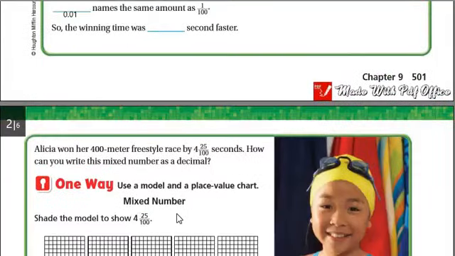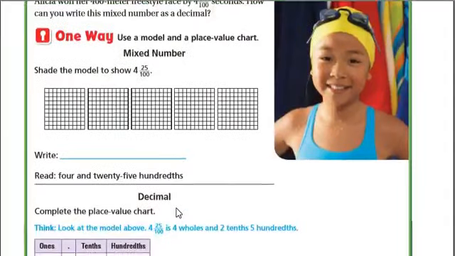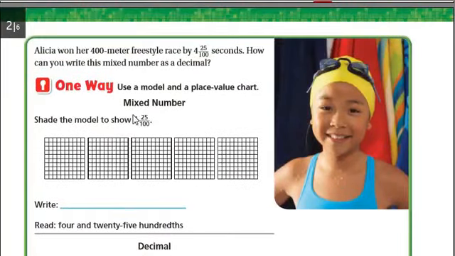Let's go to page 502. Here we have this model. You will use it to represent this mixed number. It's 4 whole numbers, 4, and the fractional part 25 out of 100, 25 hundredths. 4 and 25 hundredths, because we say and before the decimal part.